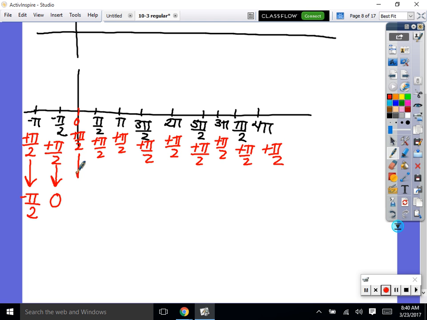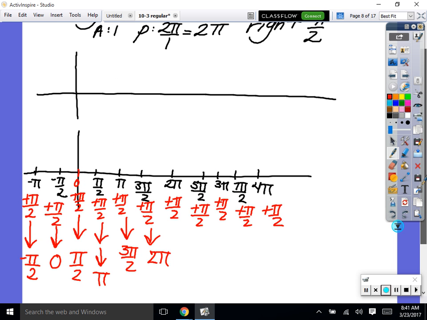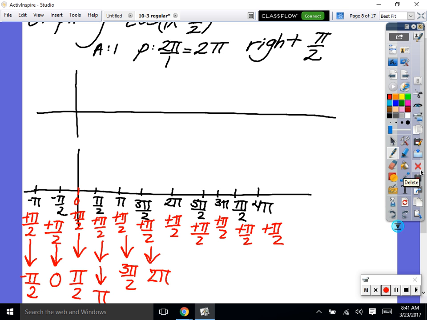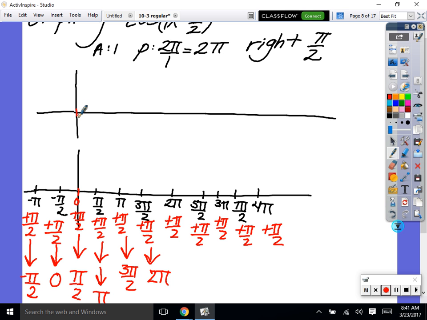0 plus pi halves will be pi halves. Pi halves plus pi halves will become pi, and then 3 pi halves. So does everybody see how this is working? 3 pi halves plus pi halves is 4 pi halves, which is 2 pi. So we can keep going, but that's good enough for a minute. Let's go back up and label our x-axis. We have a point at 0, a point at pi halves, and one at negative pi halves, notice.